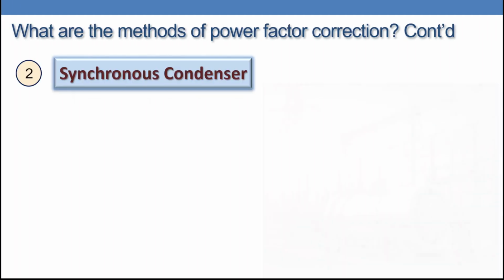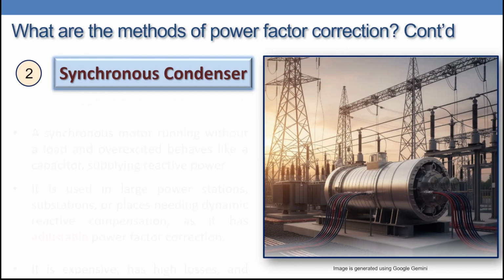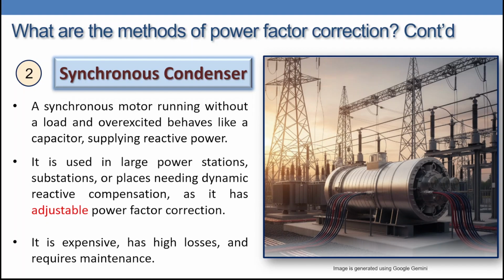The second method is the synchronous condenser. In this case, we are going to have a synchronous machine running as a motor without a load and overexcited. In this case, this machine behaves like a capacitor, supplying reactive power. Synchronous machine itself is a separate course, so I'm not going to speak about modes of operation now, but if we have a synchronous machine running as a motor and overexcited, it is something like a capacitor.